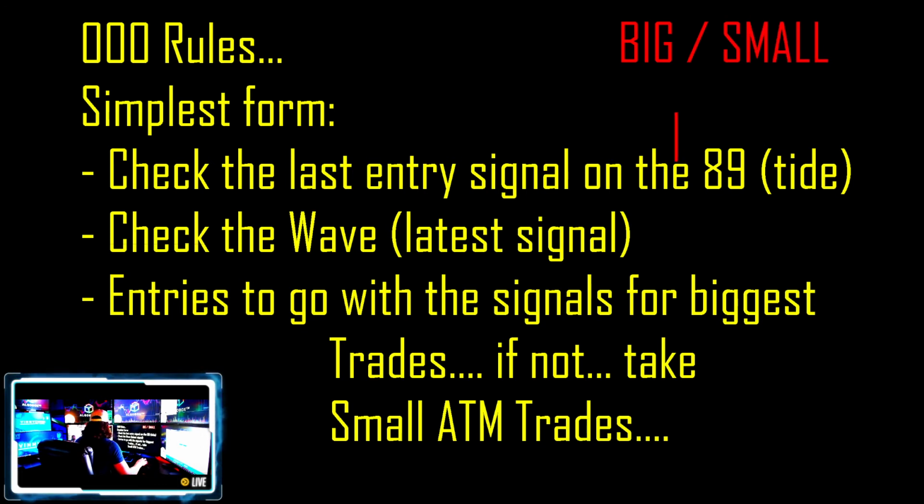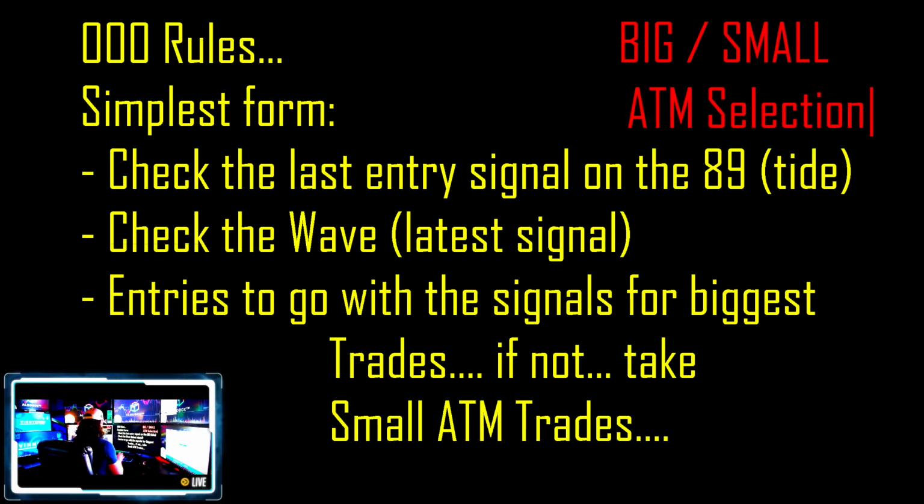Remember the video back where we talk about the ATMs? Okay, right here, big or small, this is the biggest thing. Which ATM are you going to choose? Small, 10-15. Big, 15-25. See how simple that is? We are just collecting cash at target one and target two. This is where we put food on the table.